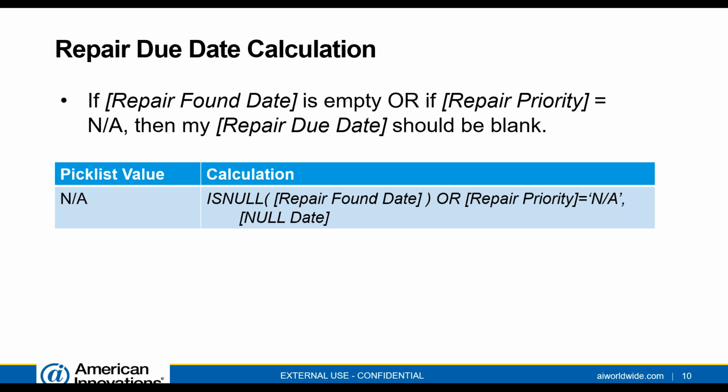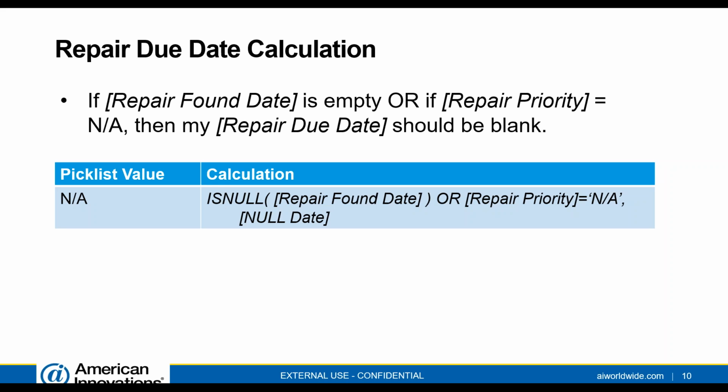So the calculation is just below here. We're using an is null function, which looks at the repair found date field. And if it is null, it spits out a true value. If it's not null, then it goes to the repair priority field and says, are you not applicable? If either of those are true, if repair found date is null or repair priority is not applicable, then I'm going to return a field called null date.